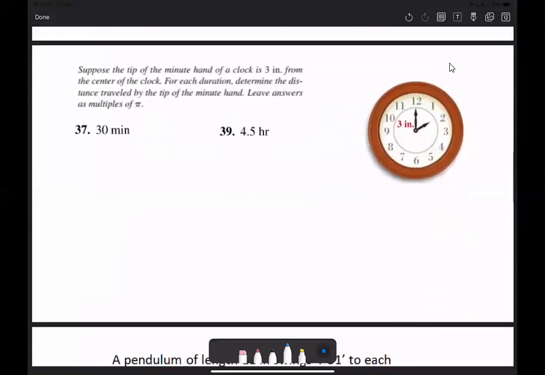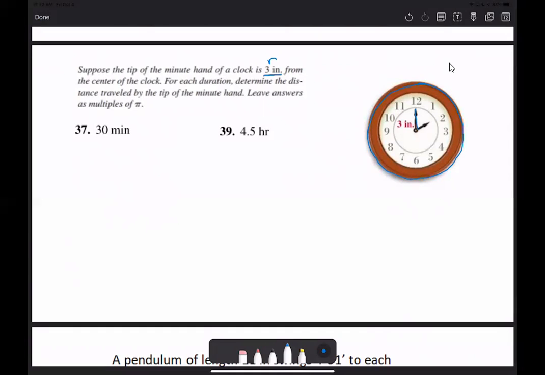The next example is involving the distance around a clock when the hand of the clock is 3 inches. So that's going to be our radius. And it says for each duration, determine the distance that's traveled by this minute hand. So what is the distance traveled around this circle?